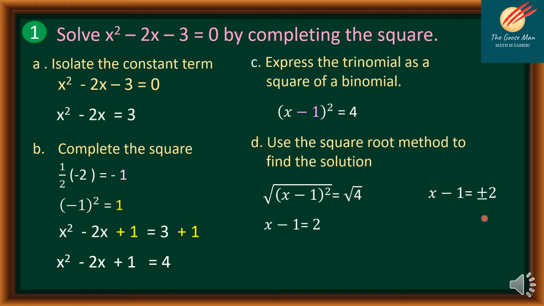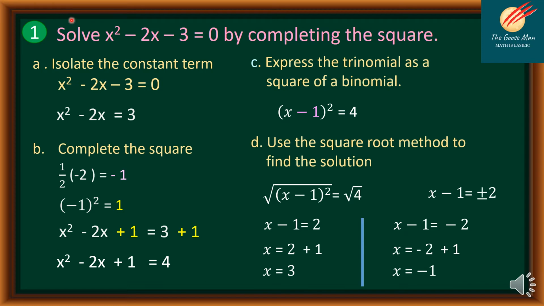Okay? So let's solve for the value of x when x minus 1 equals 2. We will add 1 to both sides of the equation, so we'll come up with x is equal to 2 plus 1, or x is equal to 3. On the other hand, if I have x minus 1 is equal to negative 2, adding positive 1 to both sides of the equation eliminates the negative 1. So I have here x is equal to negative 2 plus 1. So x is equal to negative 1.